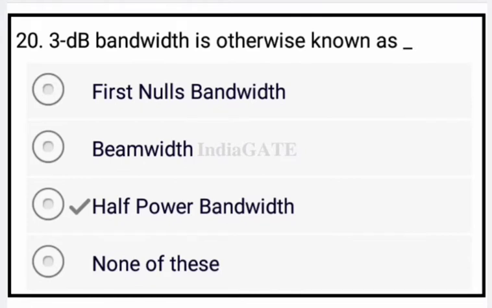3 dB bandwidth is otherwise known as dash. It is known as half power bandwidth. Option C is your correct answer.